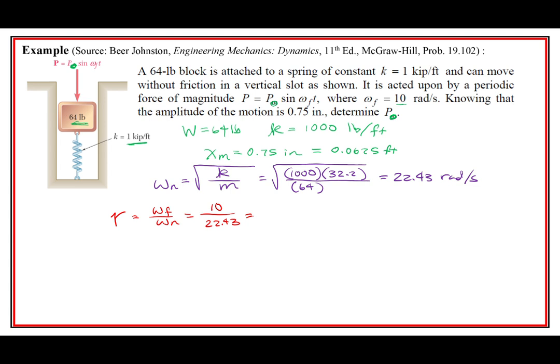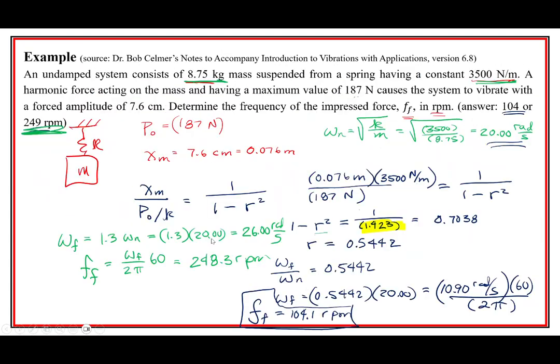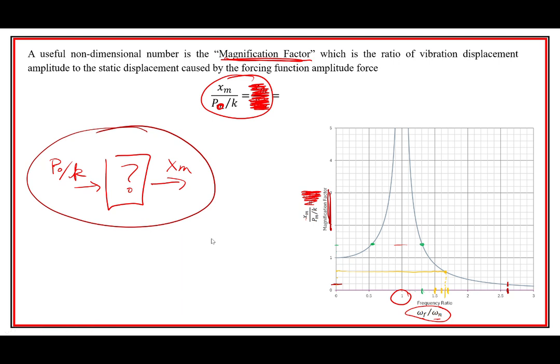All right, so we got 0.4458. And so that's going to be our ratio. Let's go back over to here and see where that lands, 0.4458. So here is 0.4. So we're somewhere in here. So we can expect a magnification factor somewhere right around 1 point.